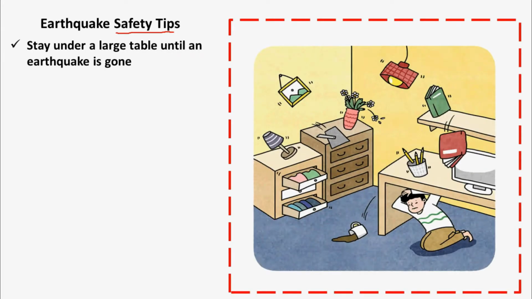The first is: stay under a large table until the earthquake is gone. It means that while the earthquake is there, we should stay under a large table or any strong slab in order to save ourselves from falling objects.